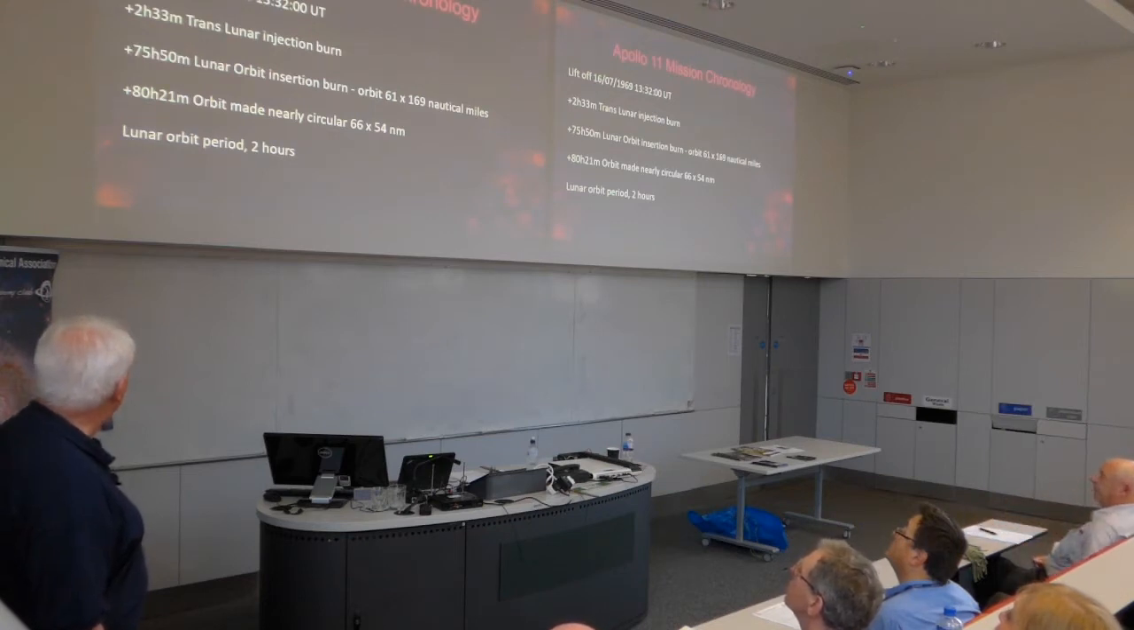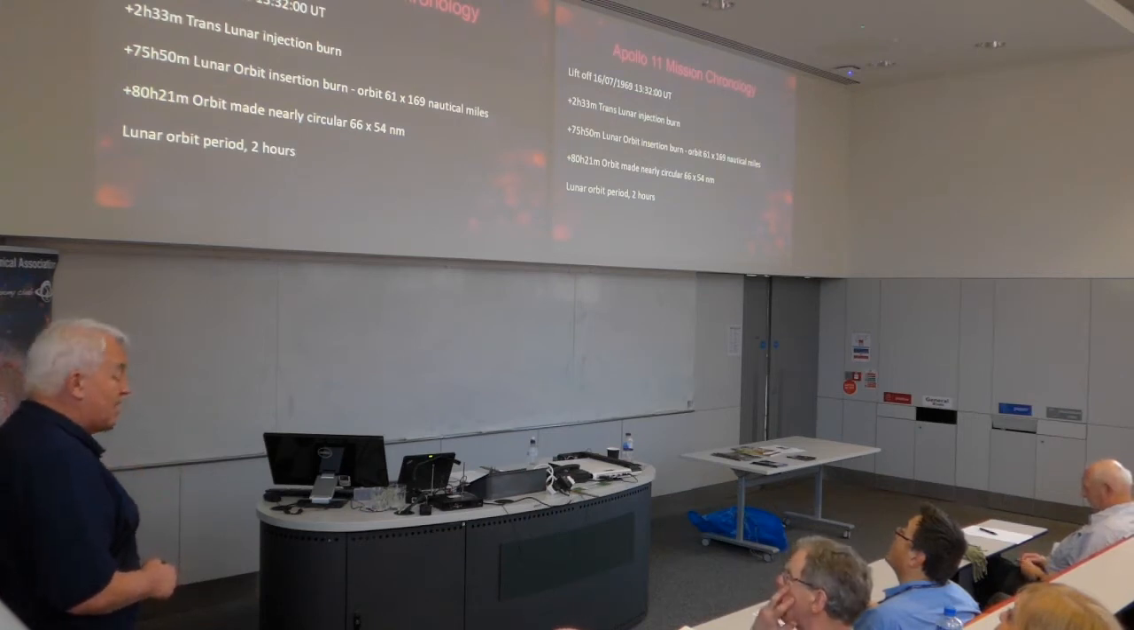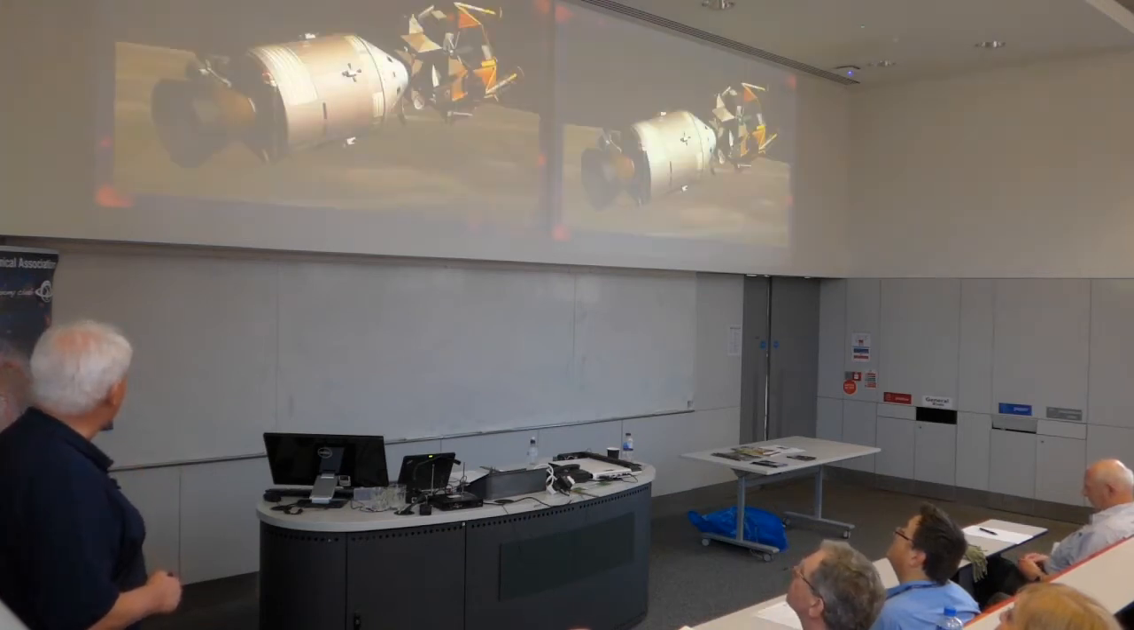And it takes then another 3 days and an hour to get to the moon and go into that elliptical orbit around the moon there, which they then circularized a few hours later. And we're into a 2-hourly orbit around the moon.